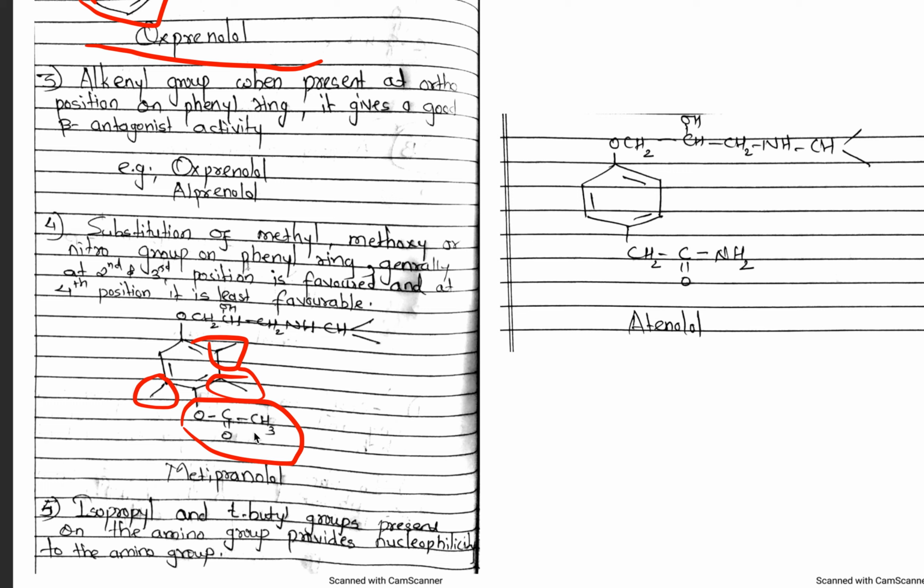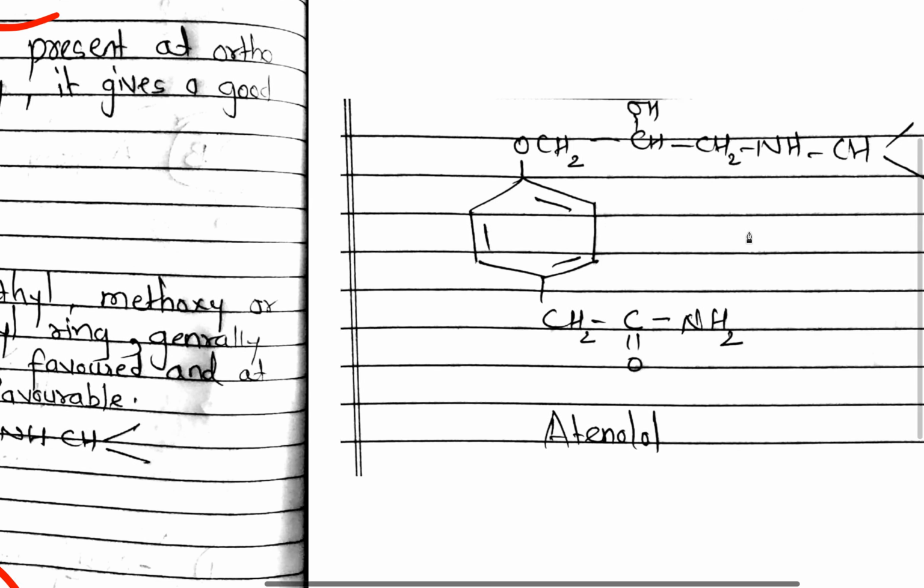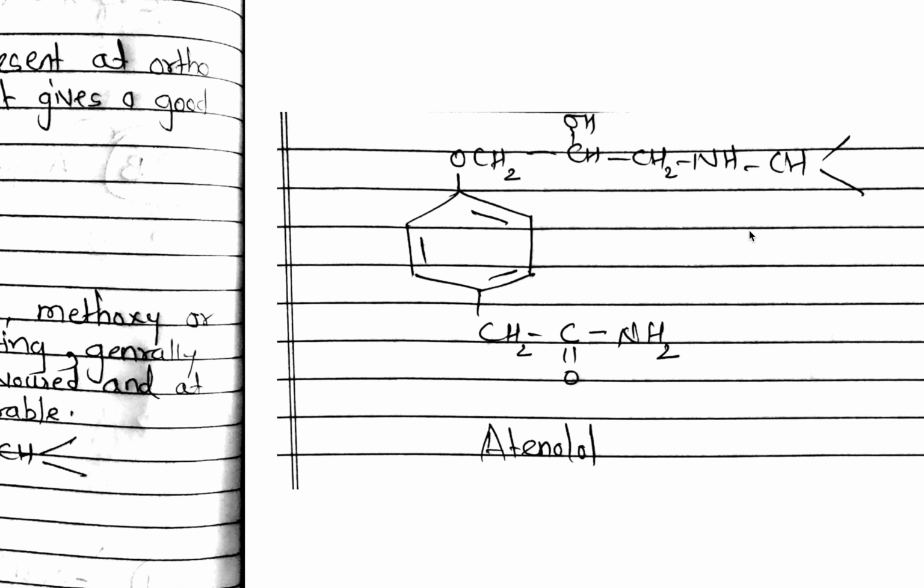Next and the last point of this class is, when an isopropyl and a tertiary butyl group is present on the amino group, then it provides the nucleophilicity to the amino group. So the best example of that is atenolol. So I hope you got this SAR and these two classes of beta blockers.